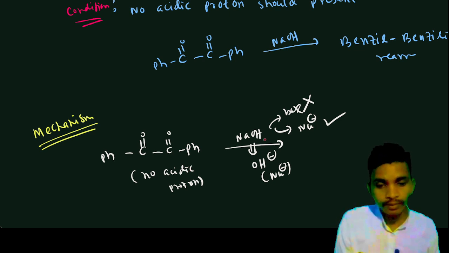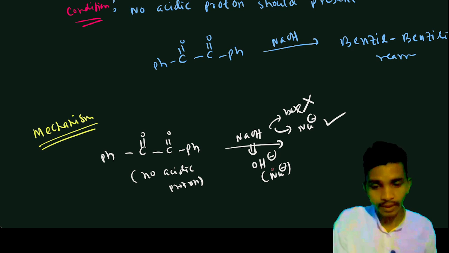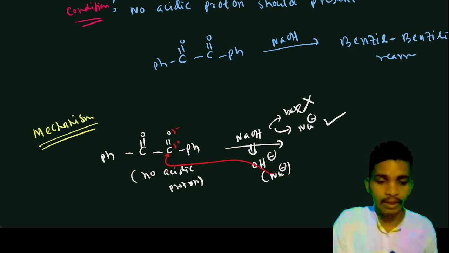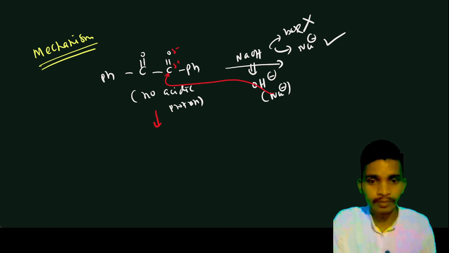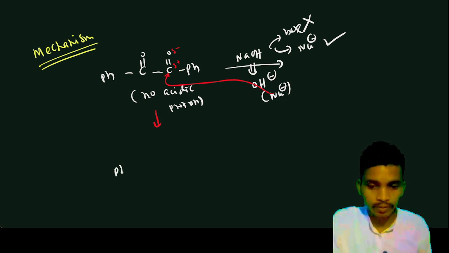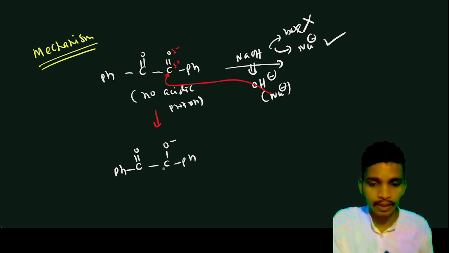And now this NaOH acts as a nucleophile. A nucleophile will attack this electrophilic center, because here it is delta positive and this is delta negative, so it attacks the electrophilic center. Then what you will get here is Ph, this is CO, and this is going to be O minus, and this is going to be the Ph, and here we will form this OH.